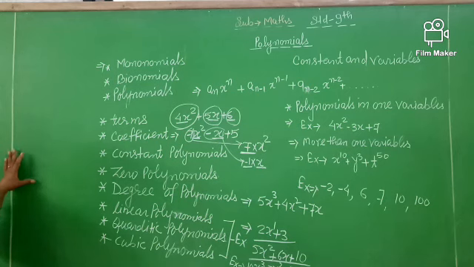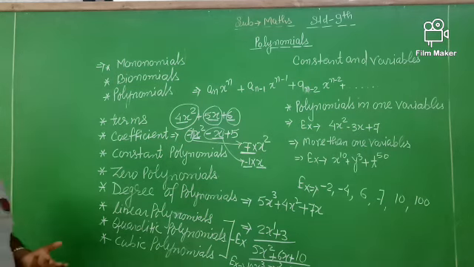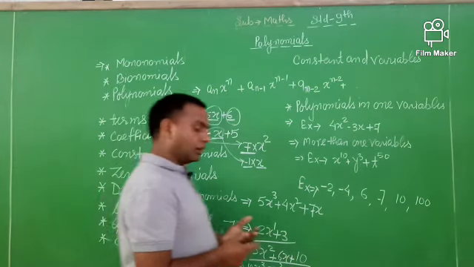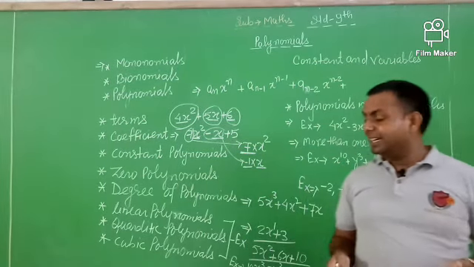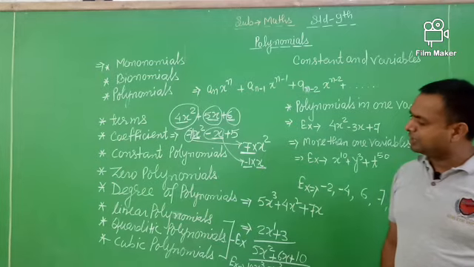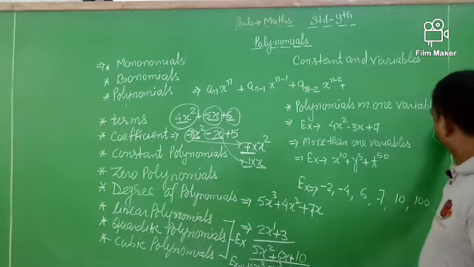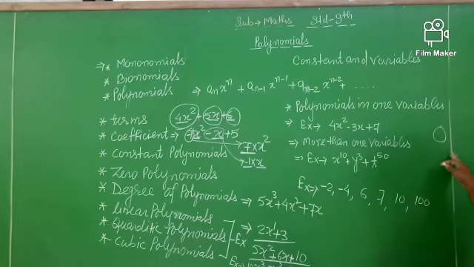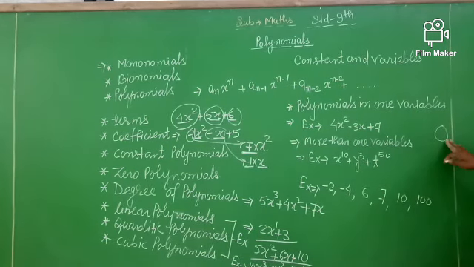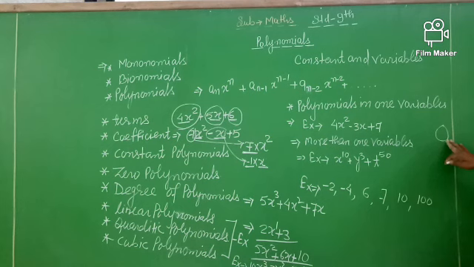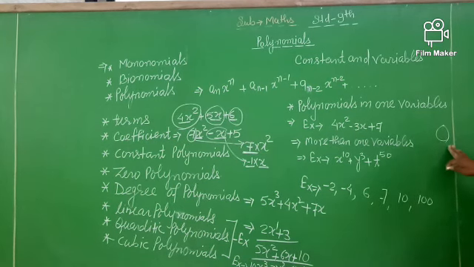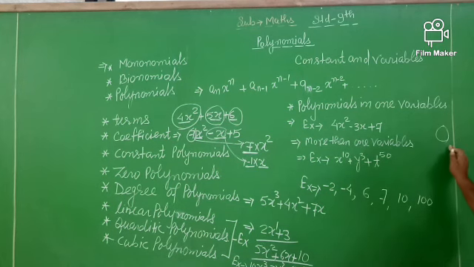After that, what is a zero polynomial? I think all of you understood the zero polynomial. In the case of the zero polynomial, if there is only zero, you can say this is a zero polynomial, because there are no terms, only zero. So this polynomial is called the zero polynomial.